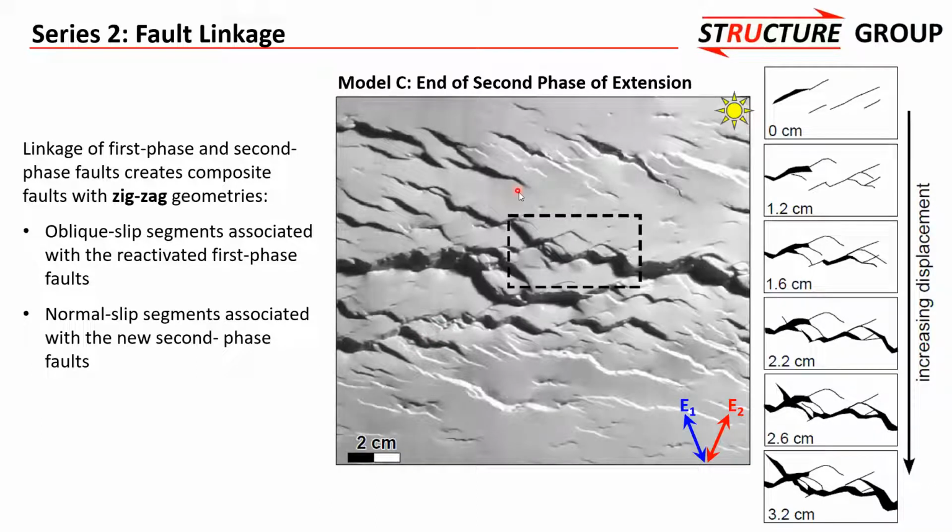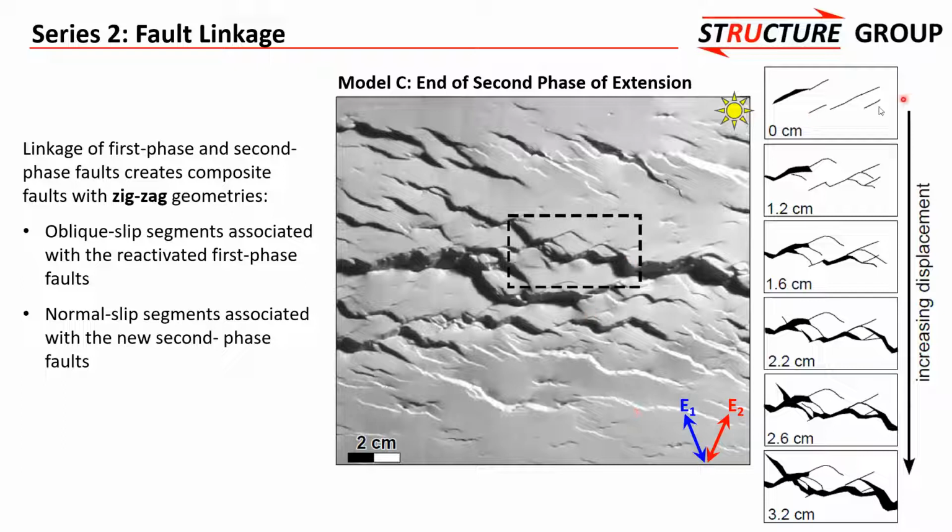So in series 2, and especially in model C, we see some linkage of first phase and second phase faults that are creating these composite faults that have a zigzag geometry to them. And by zigzag, I mean that there are oblique slip segments associated with the first phase faults, which again are roughly perpendicular to the first phase extension direction. And then there are other components of this composite fault plane that have normal slip segments, and these are associated with the new second phase faults here.